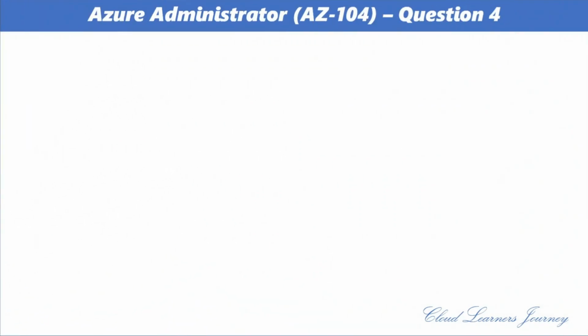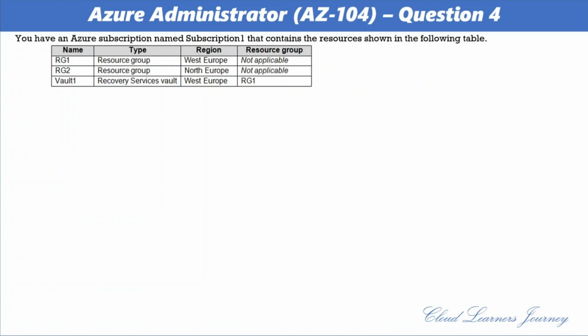Next, question number 4. You have an Azure subscription named Subscription 1 that contains the resources shown in the following table. Columns: name, type, region, resource group. RG1 is a resource group type in West Europe region, and the resource group is not applicable. RG2 is a resource group type in North Europe region. Vault 1 is a Recovery Services vault type in West Europe region in RG1 resource group.